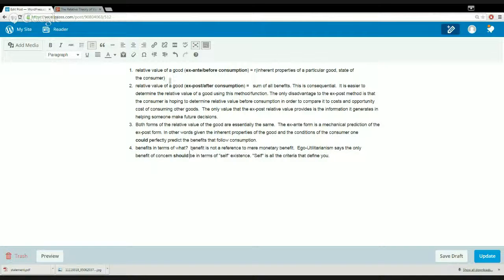So relative value in general is very important to the ego-utilitarianism philosophy, and another pillar of ego-utilitarianism is a definition I call self, because the morality of ego-utilitarianism depends on self-interest or self-existence, perpetuation of oneself, and that's not one's physical body, but it's your definition. Anything that defines you is part of yourself. And I'll get into that in another presentation.